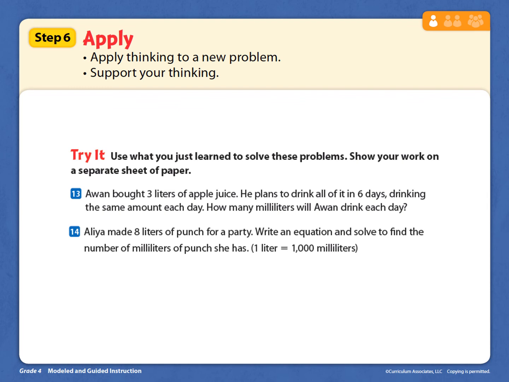And number 14, Aaliyah made 8 liters of punch for a party. Write an equation and solve to find the number of milliliters of punch she has. And then there's a reminder that 1 liter is equivalent to 1,000 milliliters. So again, cube this problem in your book, solve it on your scrap paper, and then this is stuff that during the live session we'll go over the answers and any questions that you guys have about it.